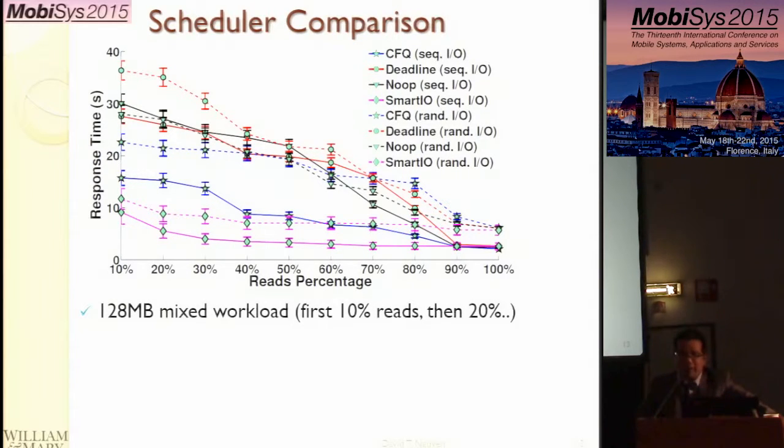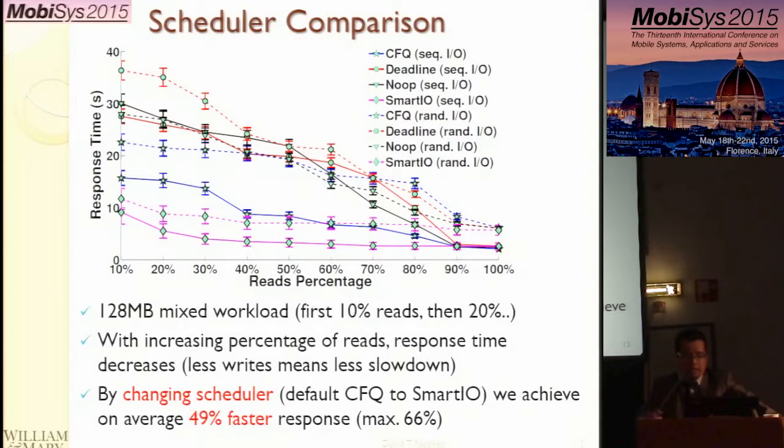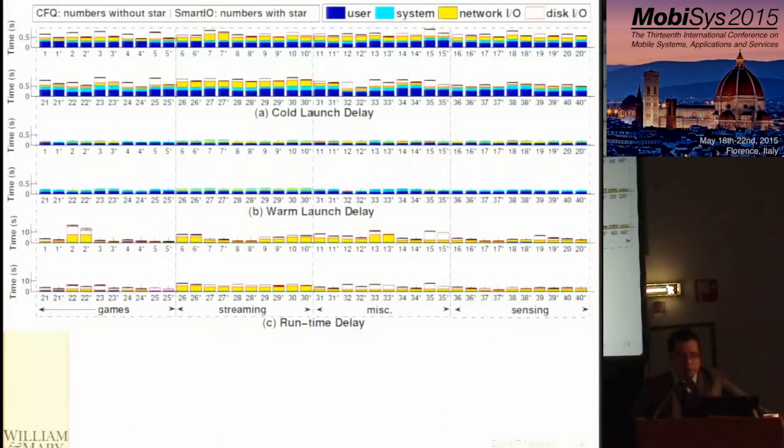And what we can see is that with increasing percentage of reads, the response time decreases, which is reasonable from our discussion, because we have fewer writes. It also means less slowdown. And by changing the scheduler from the default CFQ that we have in the state-of-the-art, which is the blue color, to the pink color, which is Smart I/O, we can achieve on average up to 49% improvement.